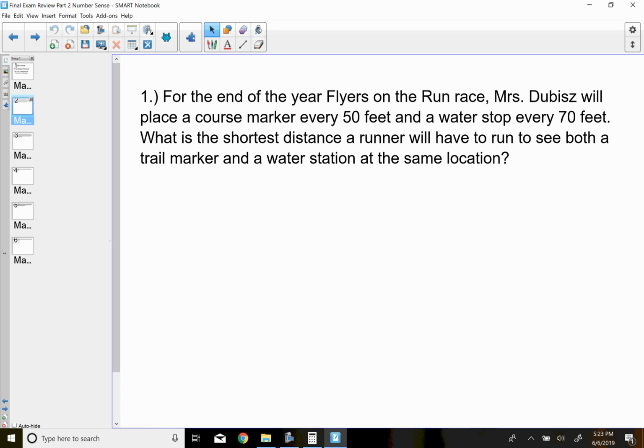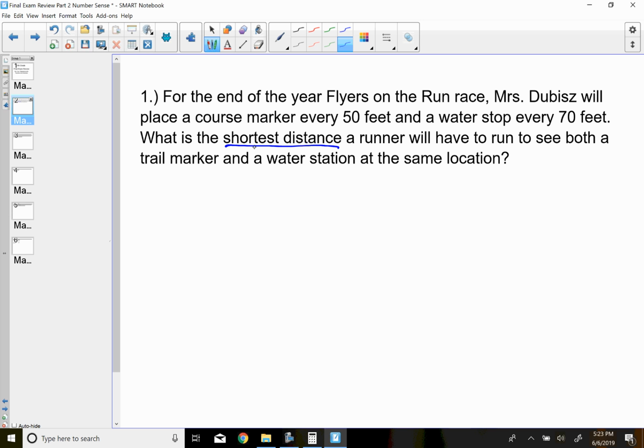All right, so our first question here is for the end of the year flyers on the run race. Mrs. Dubish will place a course marker every 50 feet and a water stop every 70 feet. What is the shortest distance? So I just want to underline that. What is the shortest distance a runner will have to run to see both a trail marker and a water station at the same location?